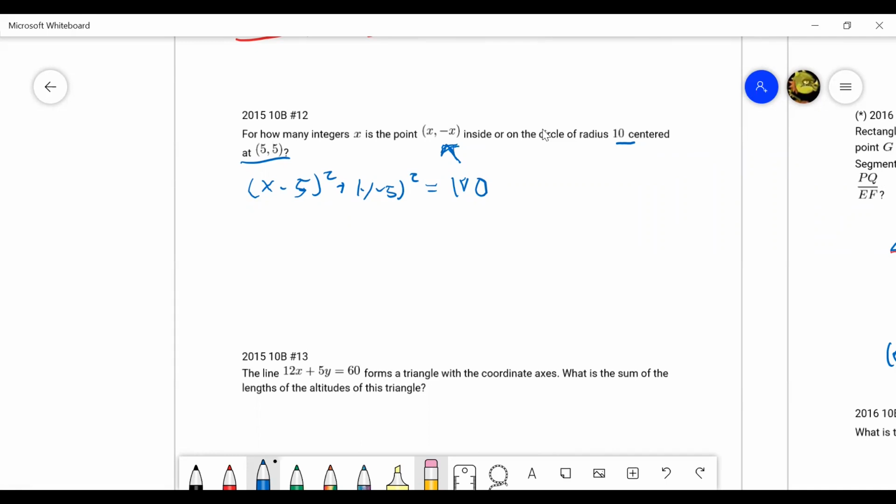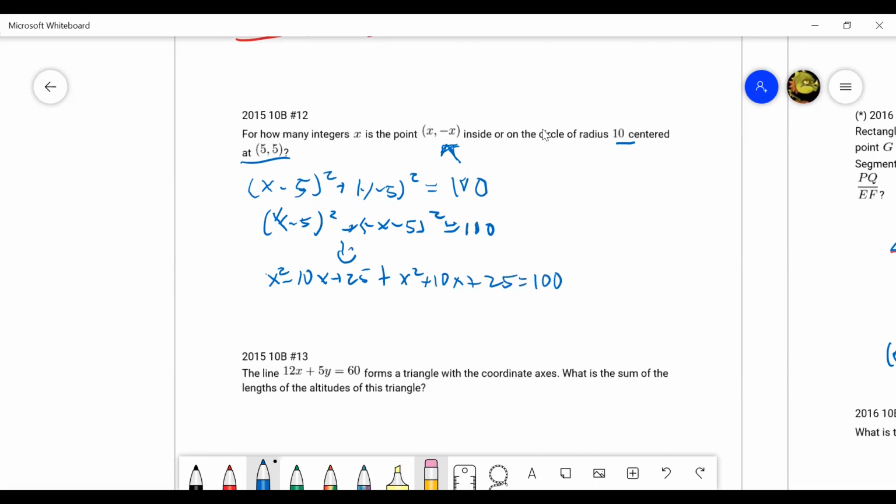If we plug (x, -x) into the equation, this gives any boundary points, so to speak. So (x - 5)^2 + (-x - 5)^2 = 100. Then you can simplify this: x^2 - 10x + 25 + x^2 + 10x + 25 = 100, so 2x^2 + 50 = 100. 2x^2 = 50, or x^2 = 25. This means the boundary points are where x = ±5, right? So if (x, -x) is going to be on the circle, it's going to be at the points (5, -5) and (-5, 5).